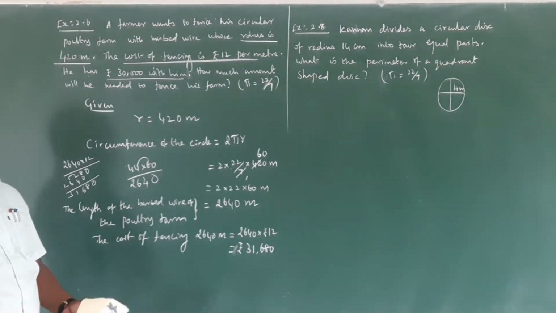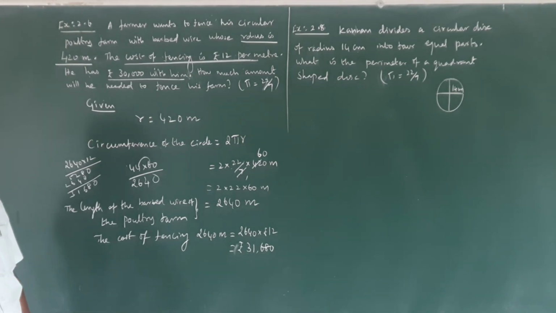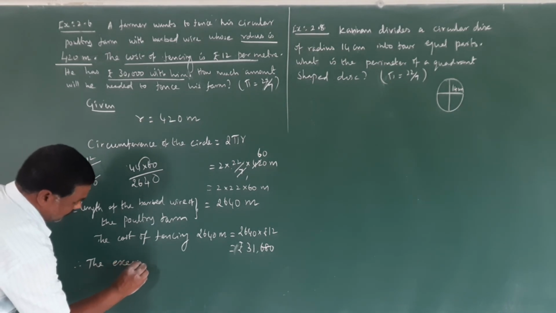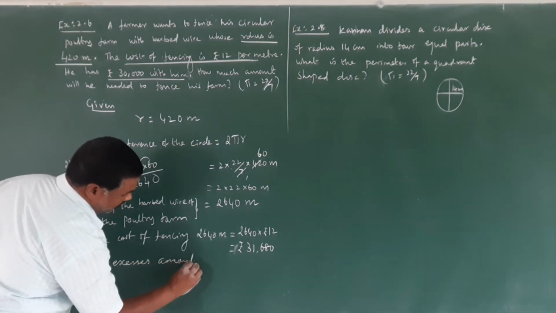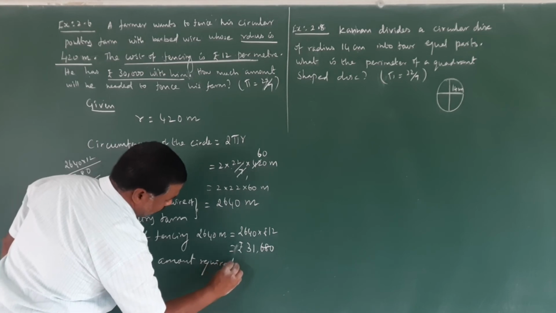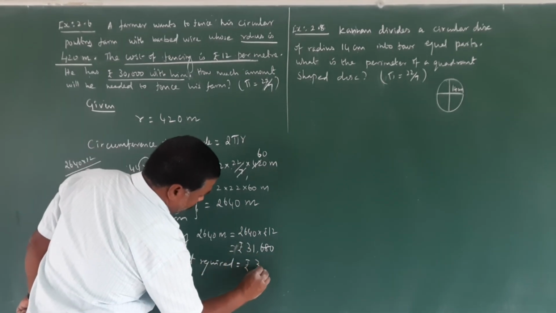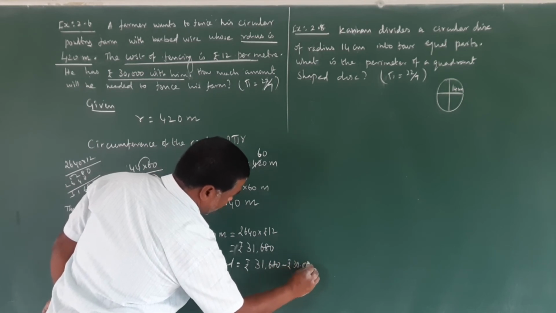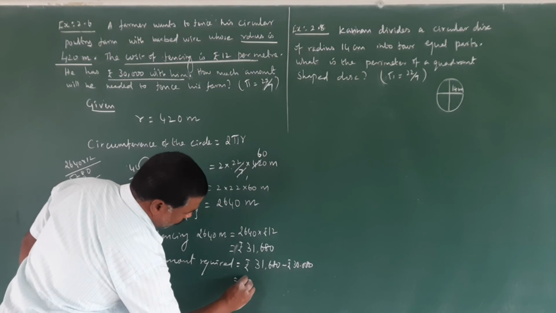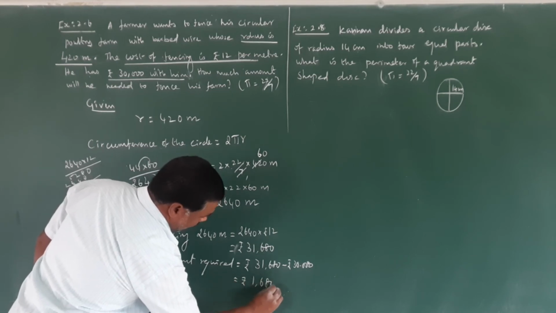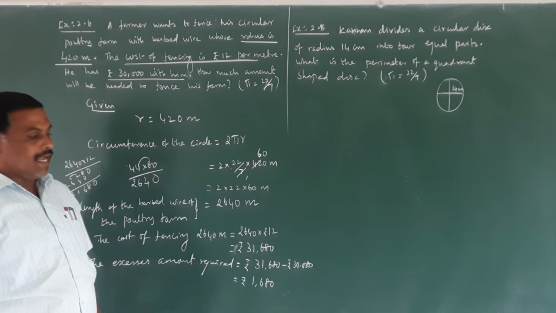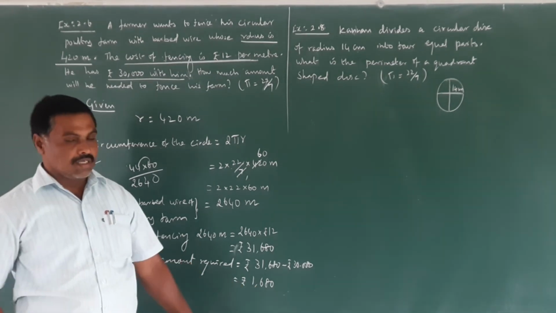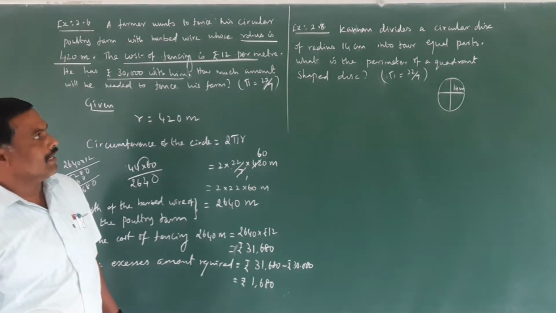Now, what is the excess amount required? Therefore, the excess amount required is rupees 31,680 minus rupees 30,000. Answer: rupees 1,680. The excess amount required is 1680 rupees. Next question.